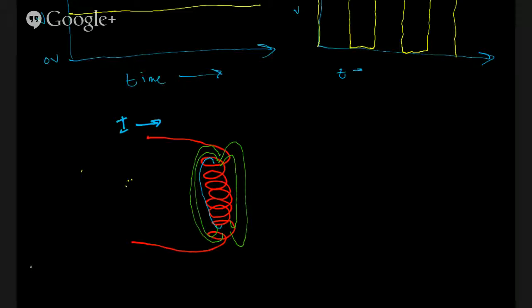And if we introduce something ferrous, something like iron, into the magnetic field, then it will constrain our field like this.